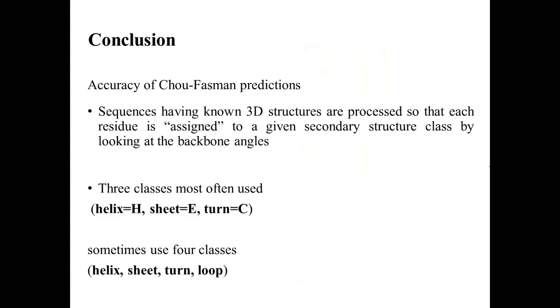Then we have a conclusion: accuracy of Chou Fasman predictions. It's a good one for secondary structure prediction. Sequences having known three-dimensional structure are processed so that each residue is assigned to a given secondary structure class by looking at the backbone angle. We discussed in detail from where we derive everything. Three classes mostly we have: alpha helix, beta pleated sheets, and turns. I think there is some mistake. It should be H, B and T, or maybe H, E and C for denoting. And then we have alpha helix, beta pleated sheets, turns, and loops.